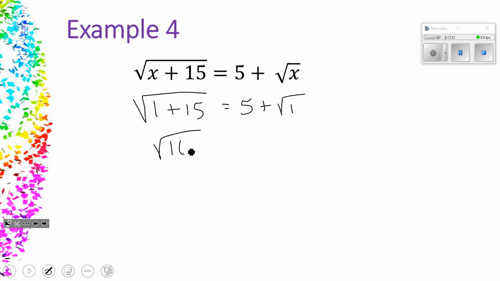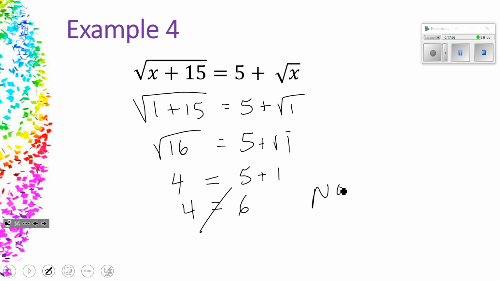So I'm going to get the square root of 16 equals 5 plus the square root of 1. What's the square root of 16? 4. And again, we wouldn't say plus or minus 4 because I'm not solving an equation. I'm just simply working PEMDAS. Do you understand? So it's 4. Over here, the square root of 1 is 1, and 5 plus 1 is 6. Are the two sides equal? No. So there would be no solution. Okay?